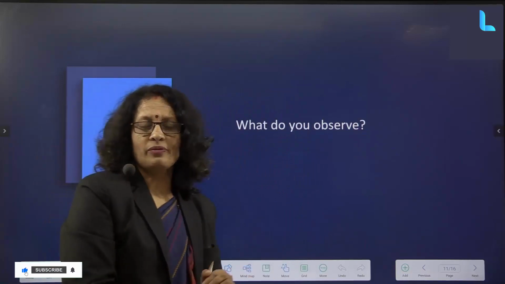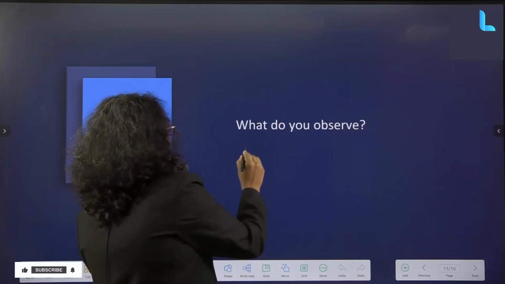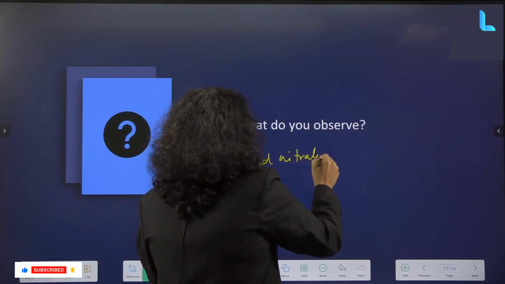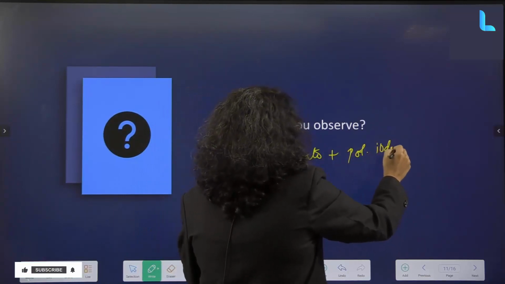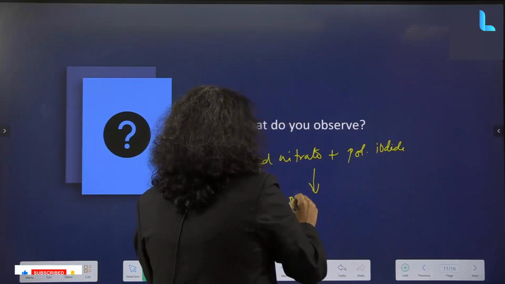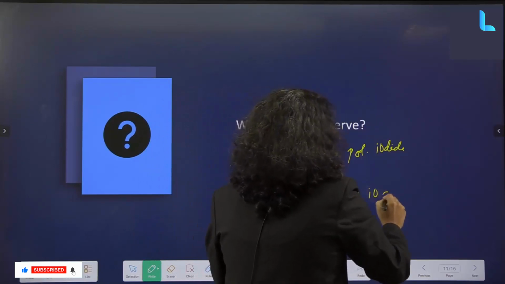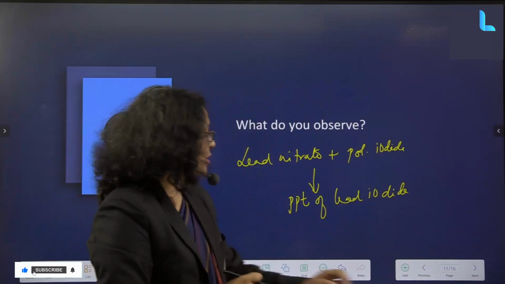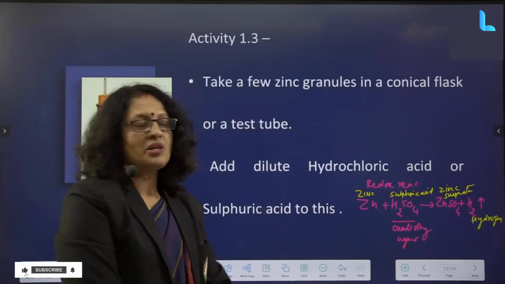Now what do we observe? What kind of reaction happened between lead nitrate and potassium iodide? Lead nitrate combined with potassium iodide. Okay, what did we observe? We observed that the precipitate of lead iodide is obtained. Precipitate means solid particles settle at the bottom. Lead iodide is obtained.